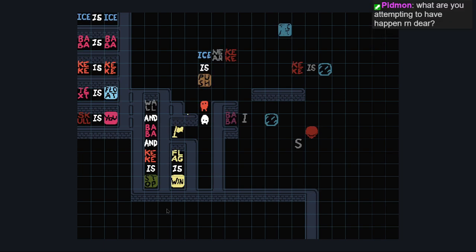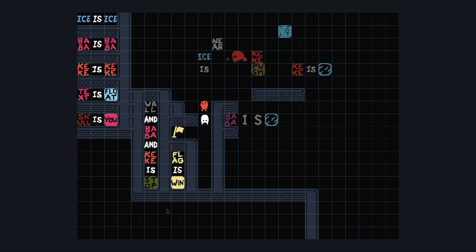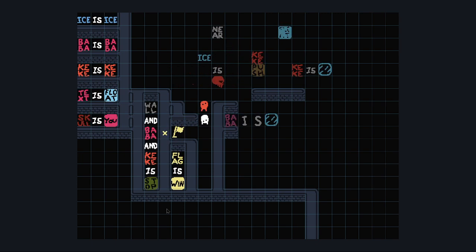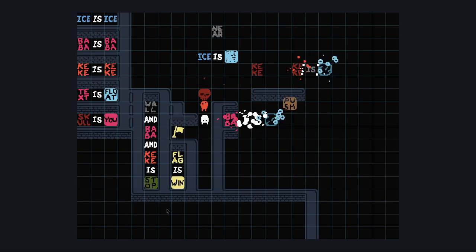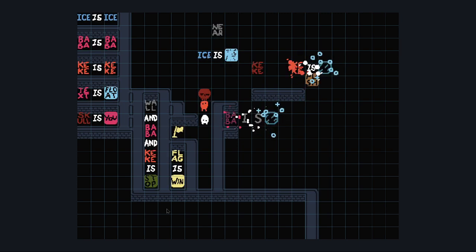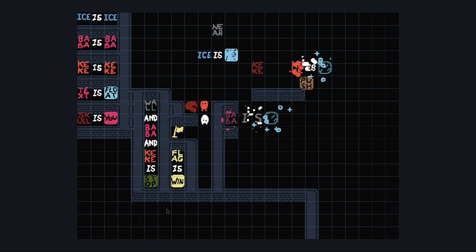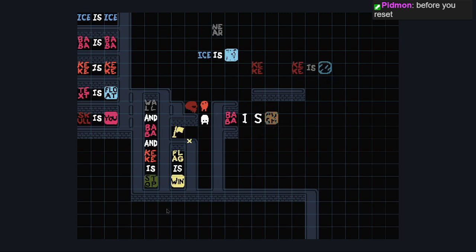Yeah, it does. Pidman, what are you attempting to have happen right now, dear? To be honest, it's been so long since I played this level originally, I kind of forgot some things. I'm just trying to see, now that I can have ice is telly float, like this, so that I don't have to do some weird timing or setup. I was hoping if I can get it to alternate the push, something magical would happen.